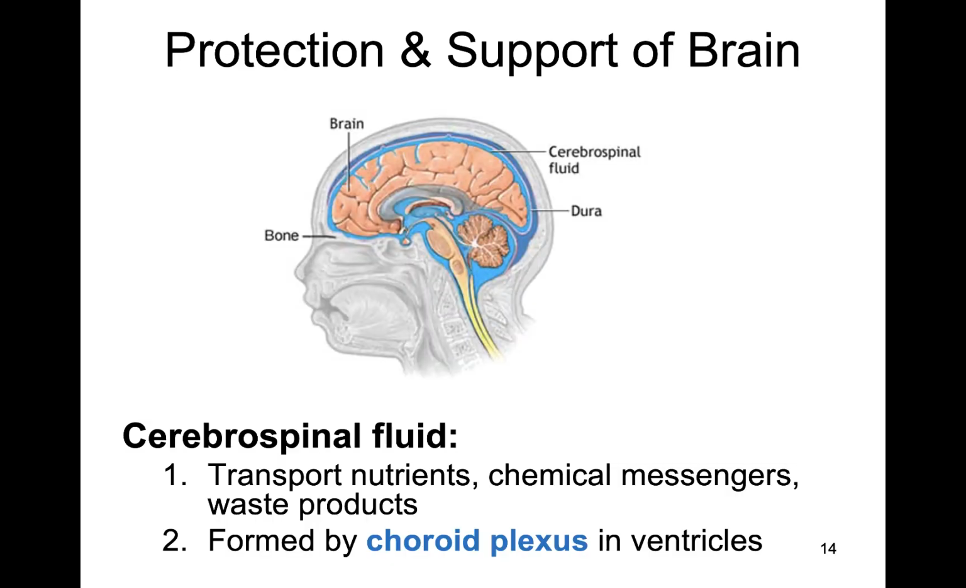Okay, so we talked a little bit about the functions of cerebrospinal fluid, and it's going to transport nutrients, chemical messengers, and waste products, and also it's going to cushion the brain. If you look on this picture, it's going to circulate around the brain and then also inside the spinal cord. And then it says that's formed by choroid plexus in ventricles.